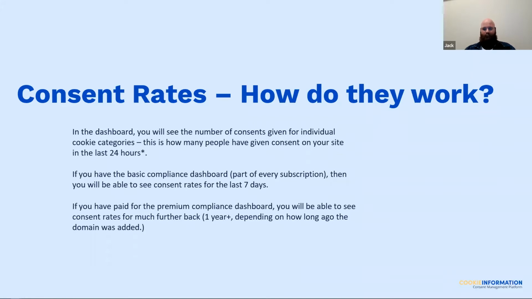So how exactly do they work? Well, like we've already discussed, they are the overall number of consents given. And in the dashboard, you'll see consents for the last 24 hours, if you did like I just did and selected the last day. And yes, you'll see the consent rates for 7 days as part of the basic dashboard, and you can see them for much longer if you have the advanced or premium compliance dashboard. Roughly, well, I say 1 year back, it depends on when we last archived some of the data.